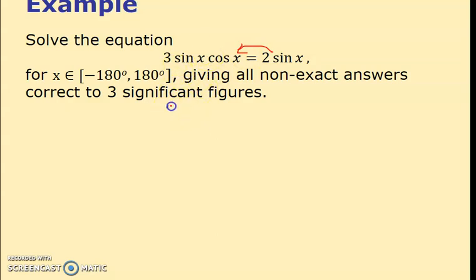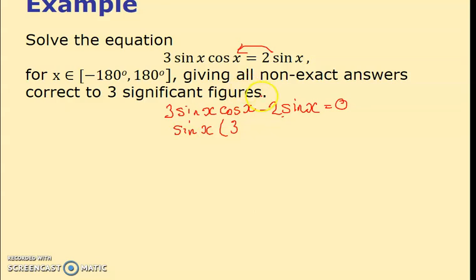So the trick is to write 3 sine x cos x. Obviously this is a plus 2, and that moves over and becomes minus 2 sine x equals 0. So everything onto one side. And it says sine, so we always try to factorise.